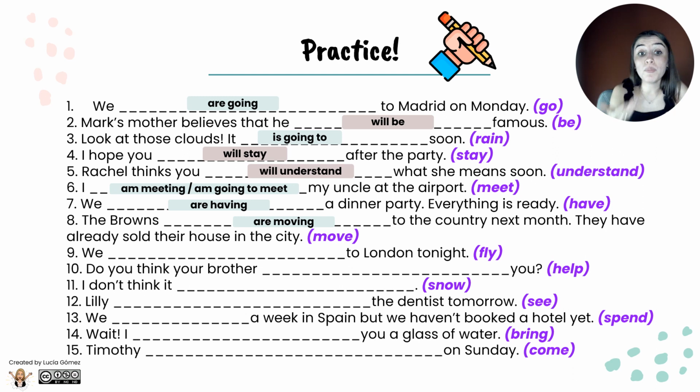The Browns are moving to the country next month because they have already sold their house in the city. Ya han vendido su casa en la ciudad, entonces entiendo que 100% se van al pueblo, ¿ok? El mes que viene. So we are flying to London tonight. It's a close future also because you must have bought everything in the sense that you're flying tonight. Te vas hoy por la noche, entonces entiendo pues que tienes todo comprado.